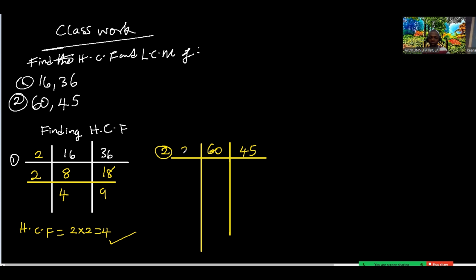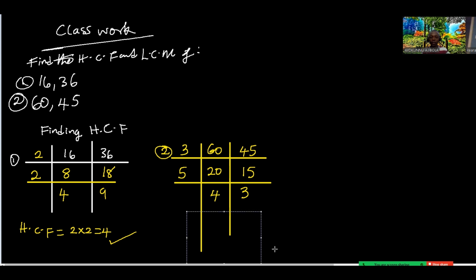I have 2 can divide this. That is 30 and 2 here. Oh, 2 can divide, so I can use 3. Is that clear? So 3 here is 20, while 3 here is 15. So 3 can divide again, but 5 can still divide. So 5 here. 5 in 20, that's 4. And 5 here, 3. So no number is common to both of them. Then I stop it there.